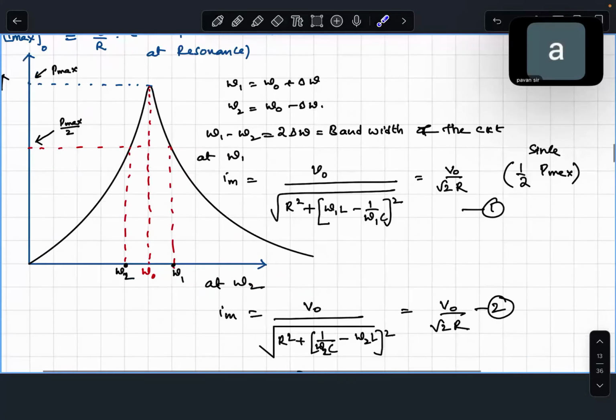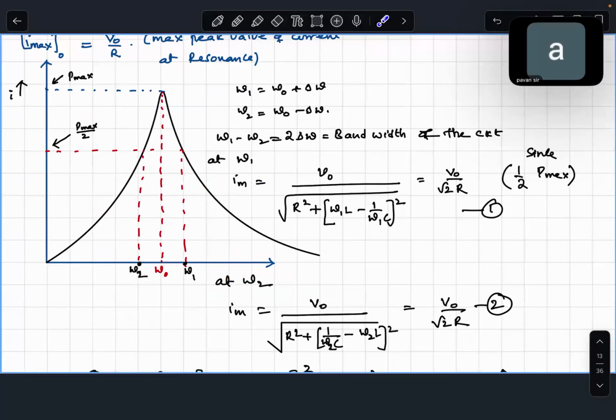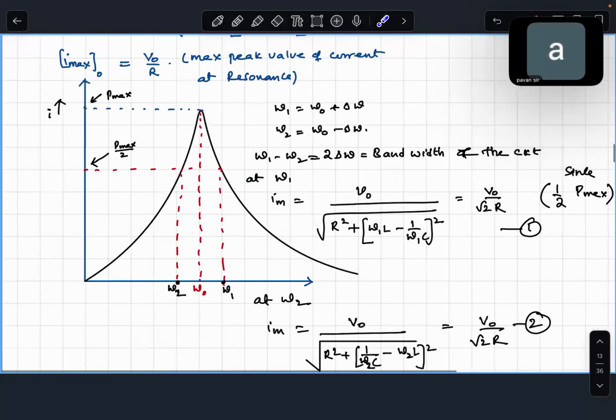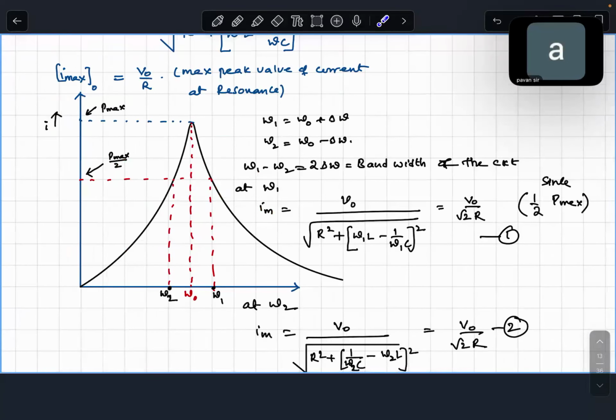So what is the condition for I max? One minute. What I am dealing with here is, at this point the current, I know it is 1 by root 2 times the value here. Only then I squared by 2 comes, right? This is the condition, corresponding to half max.